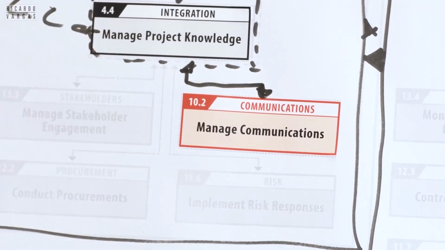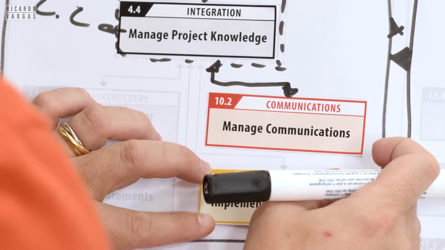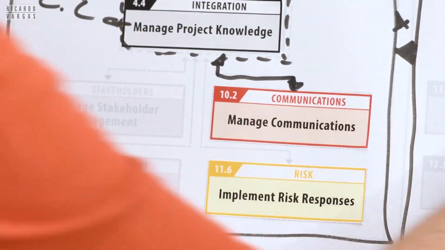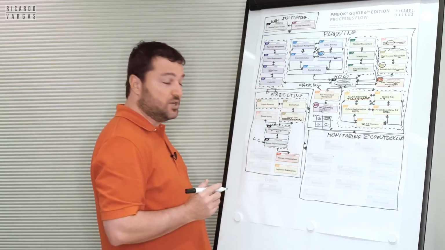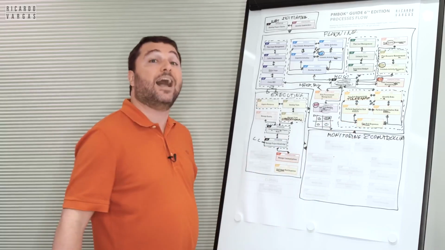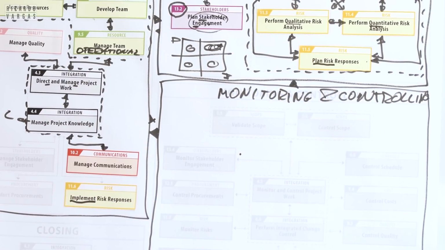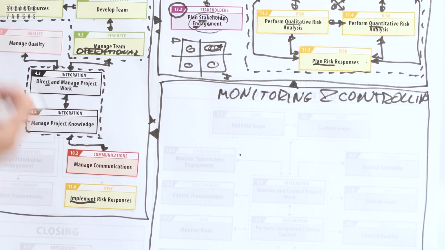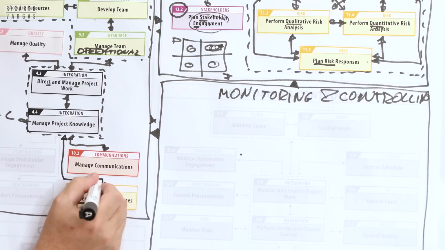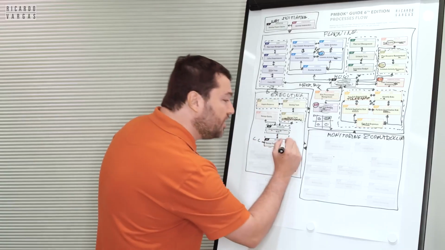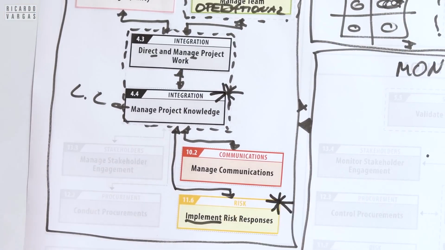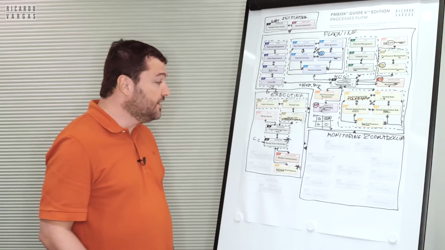Then after that, you need to implement risk responses. Wow, this is new too. This is new because here I'm planning the risk responses. Here I'm implementing. Let's suppose here I plan to buy an insurance. Here I buy the insurance. I'm planning to change something in the scope. Here is where I change things. So this is the actions related to the plans. And one thing, together with the project knowledge, let me put a mark here. These are 2 new processes for the PMBOK Guide 6th edition.